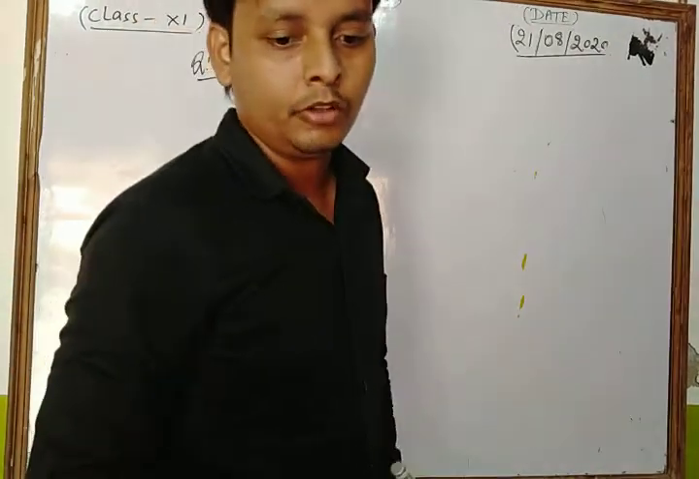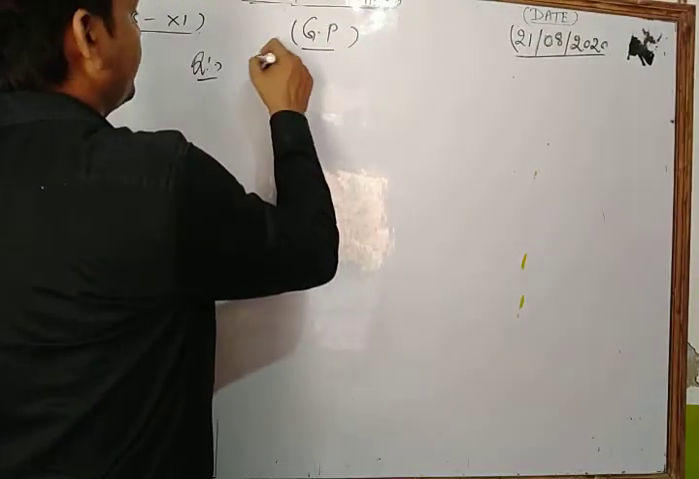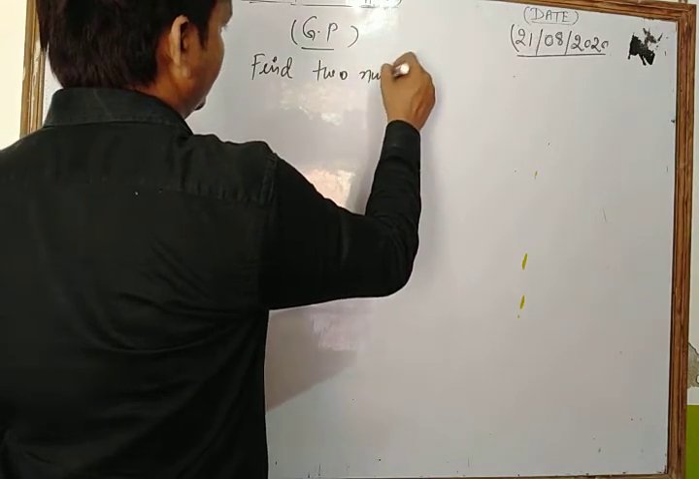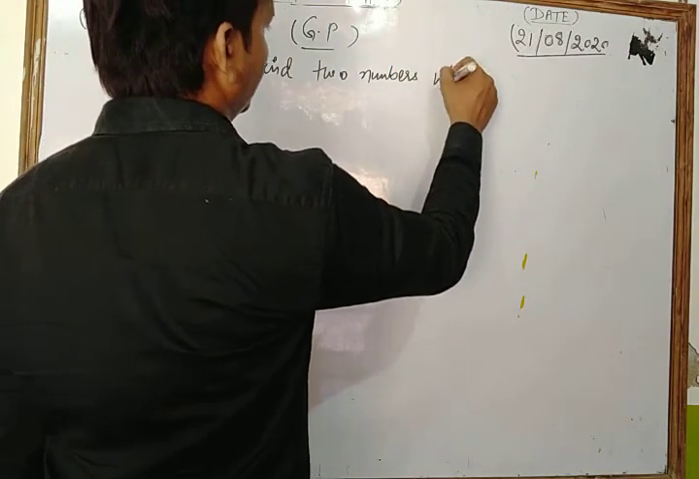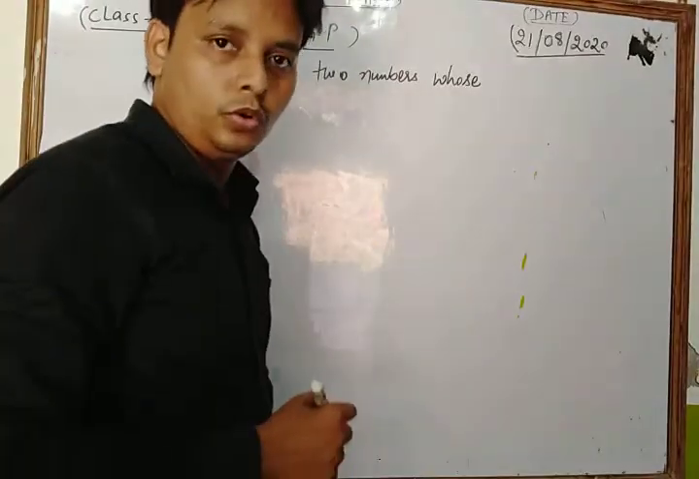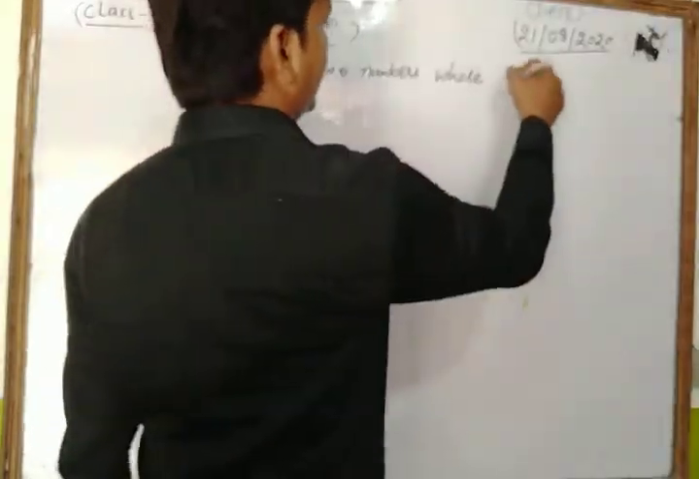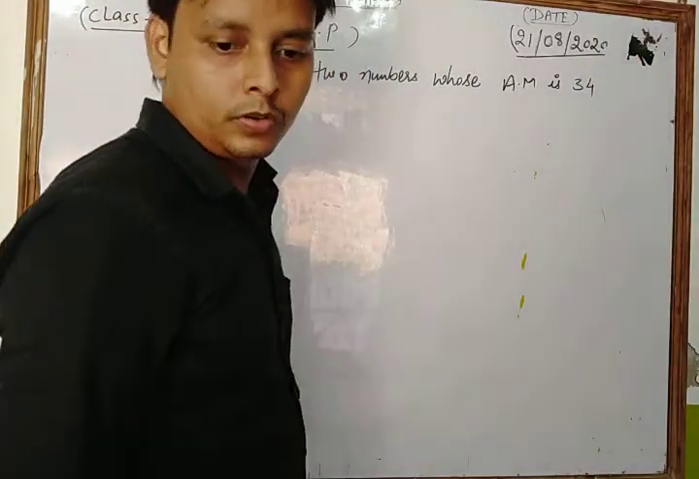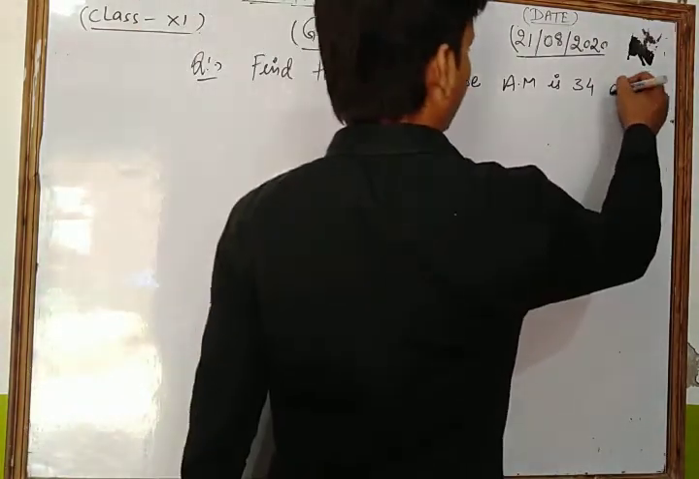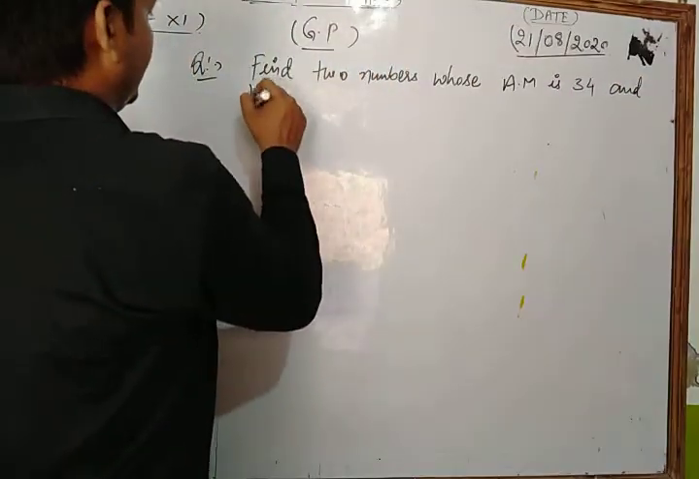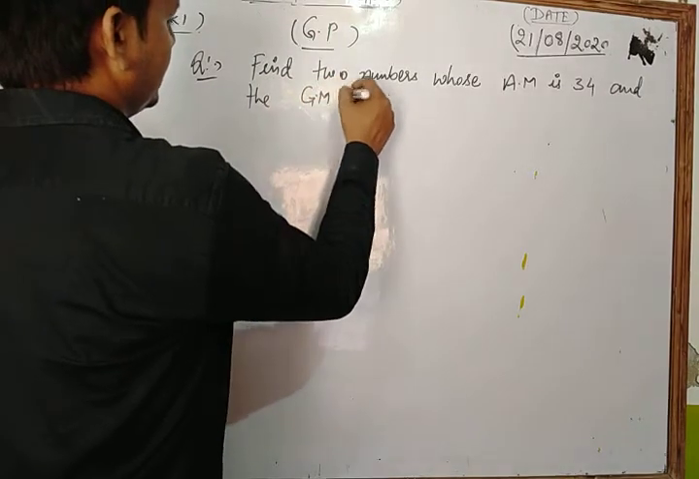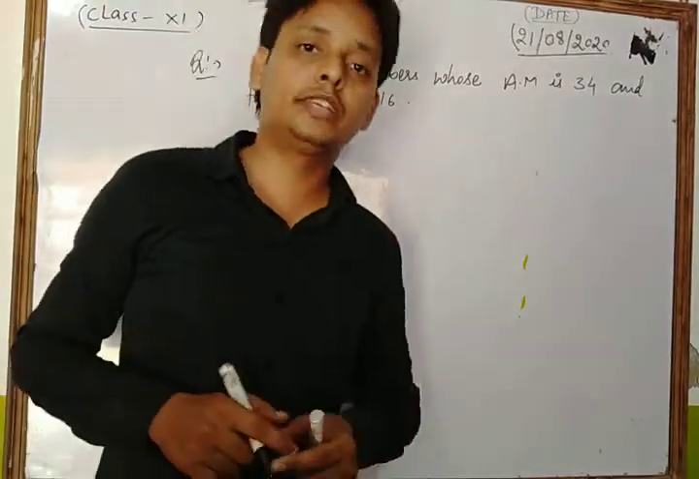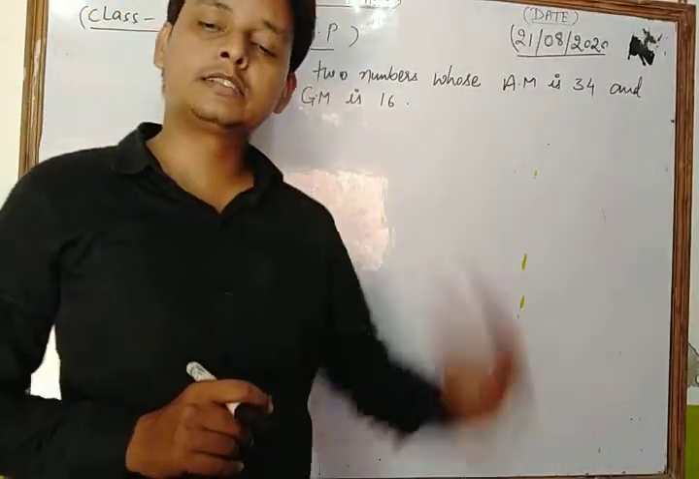Next question is, find two numbers whose arithmetic mean is 34 and the geometric mean is 16. This is also a very important question, dear students. Let's see its solution.